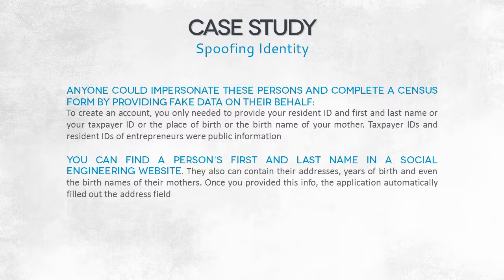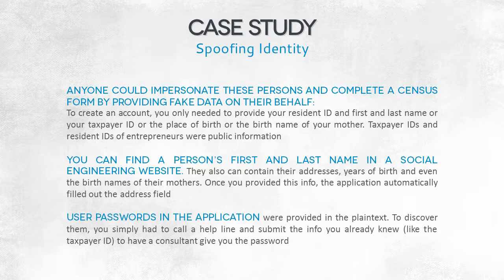All the greater because virtually anyone can change somebody else's password using the person's personal data. The census application stored passwords as plain text. Anyone could call the census call center, give someone else's personal data, and the consultant would tell the password. This is one of the direct threats connected to identity impersonation. No one should have the chance to read your password, even the application that stores it.